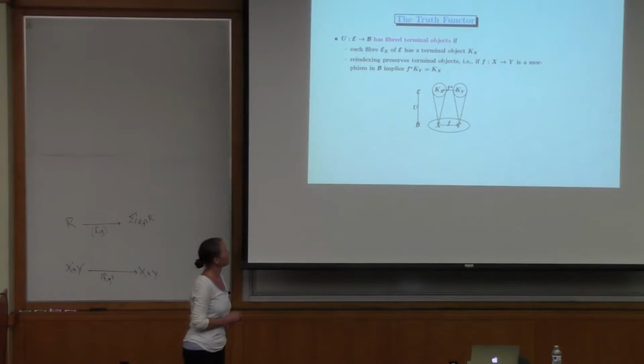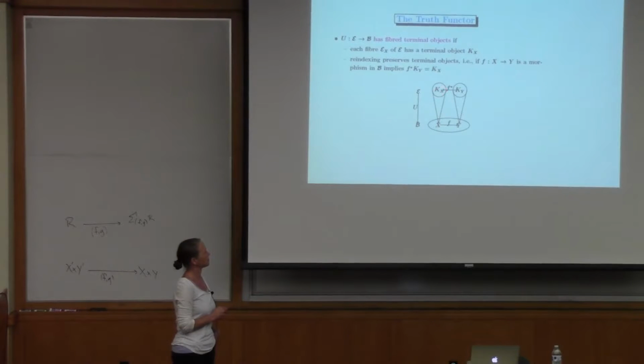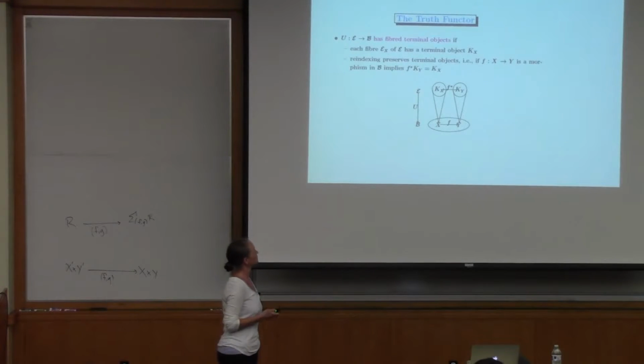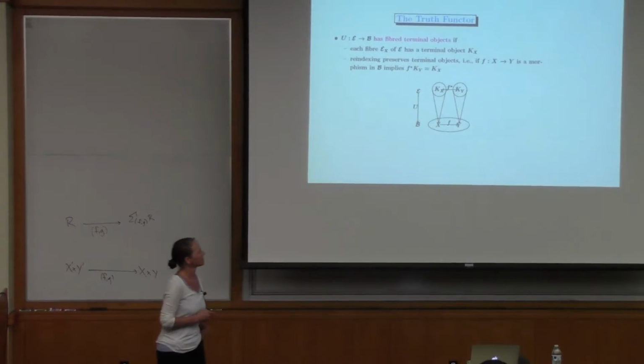And remember that each one of these fibers is a category, and if I have a terminal object in each one, first of all, I'll call the terminal object in a particular fiber K sub whatever the fiber's over, so k sub x, k sub y. Okay, so first of all, I can define those things, and that gives me like a truth object, but I don't want just a truth object. I actually want a truth functor.